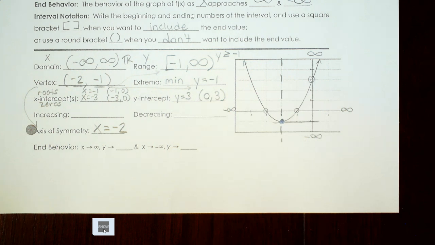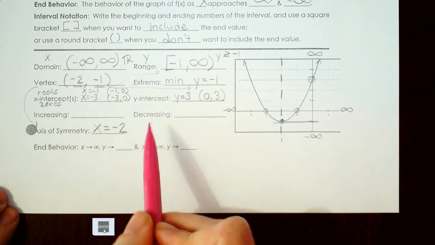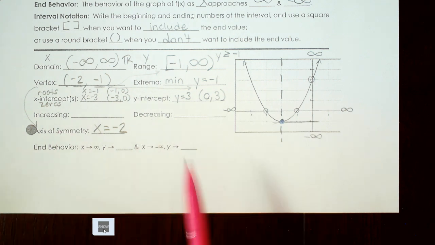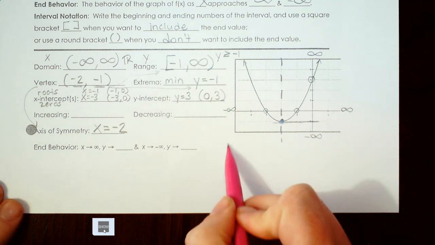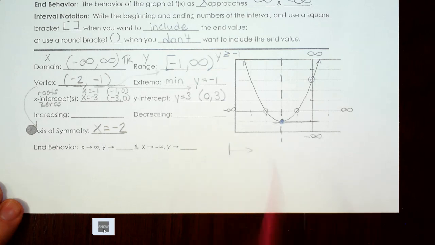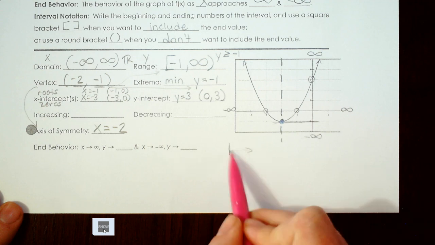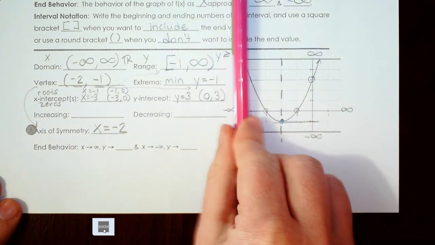All right, the increasing and decreasing is the part that gets a little more complicated. So increasing and decreasing, we're talking about intervals. And the best way to do this is to look at your graph, starting here, and move this direction. Always go left to right. As I go left to right, I'm going to follow it with my pencil. So I'm on my graph and I'm going left to right.